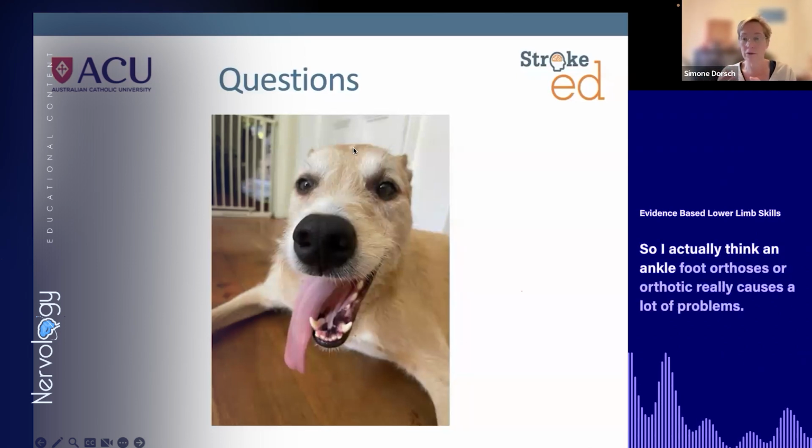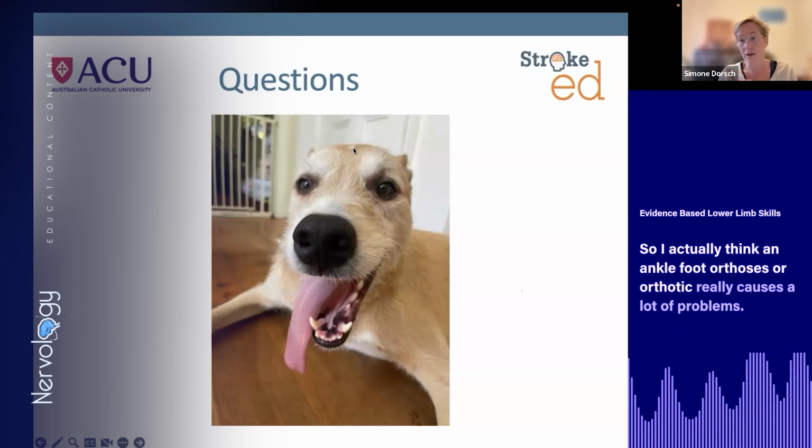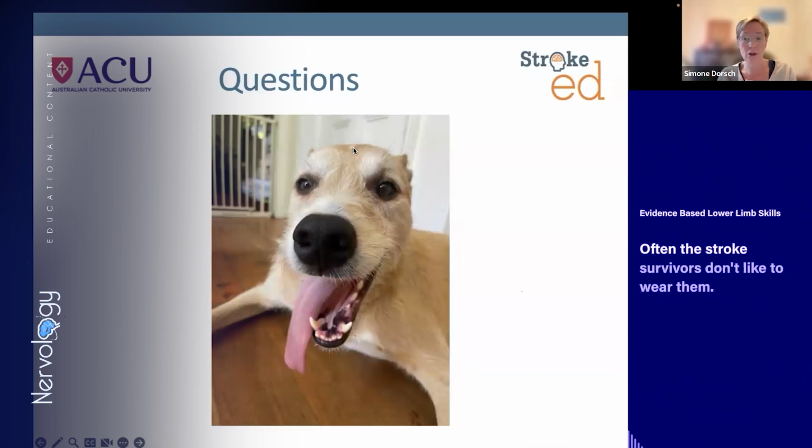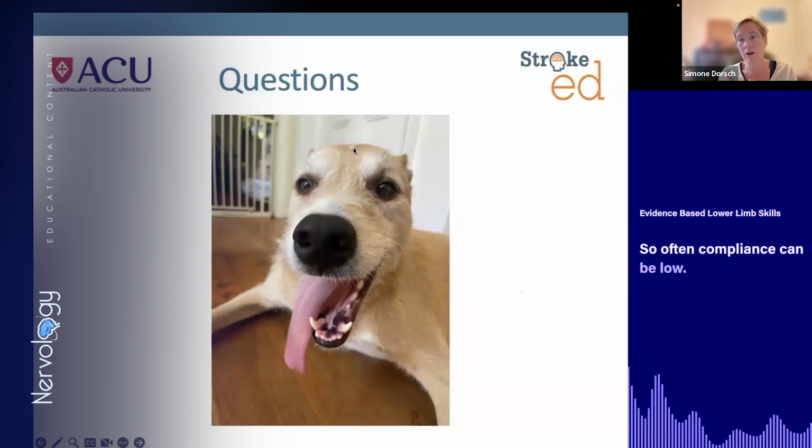So I actually think an ankle foot orthosis really causes a lot of problems. And also the compliance, there are studies that have looked at compliance. Often the stroke survivors don't like to wear them. So often compliance can be low.